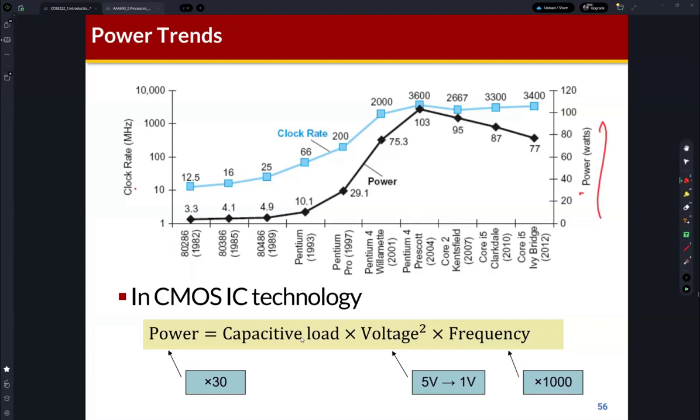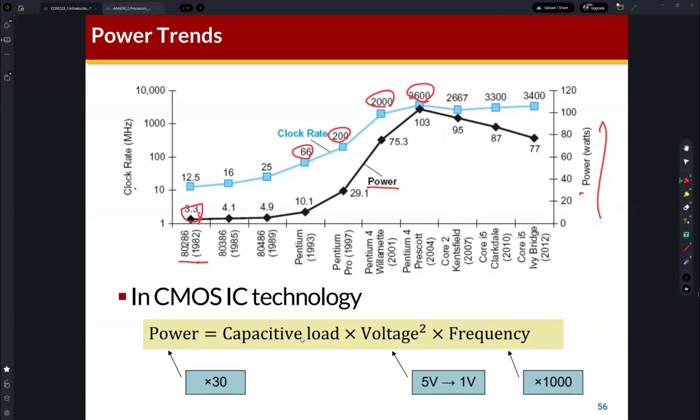This number represents the clock rate, and this black line represents the power consumption of a CPU. So different CPUs. So a very old CPU, the 8286. So an old CPU. You can find the year here. So what is the power consumption of this CPU? It's just 3.3 watts.